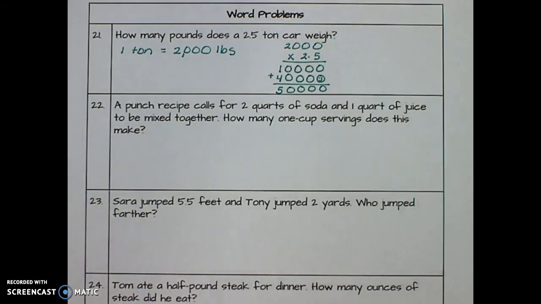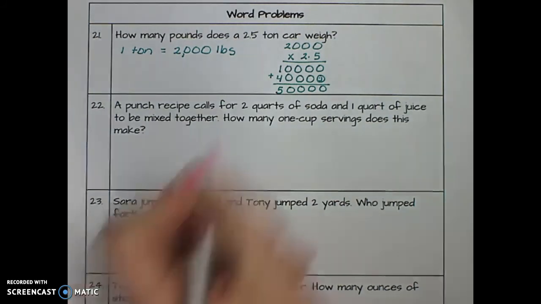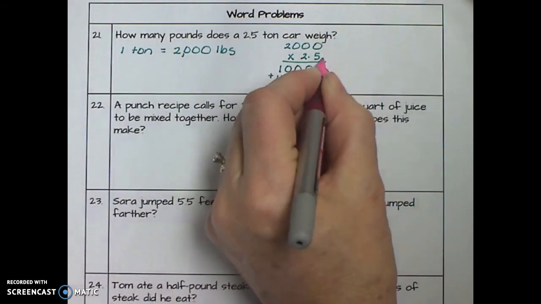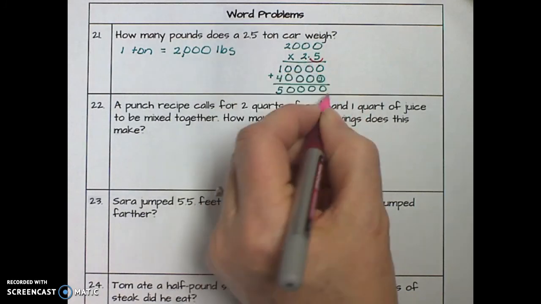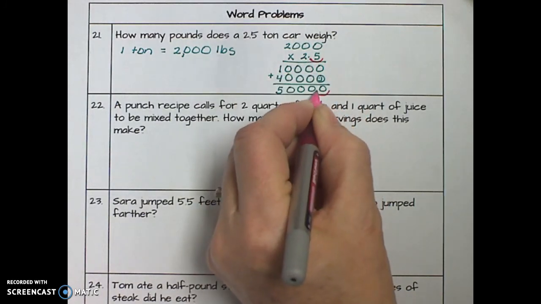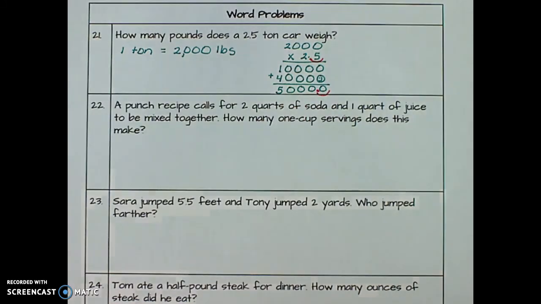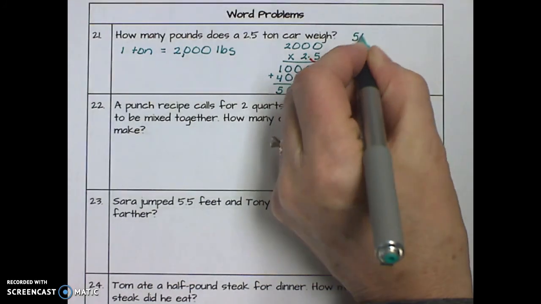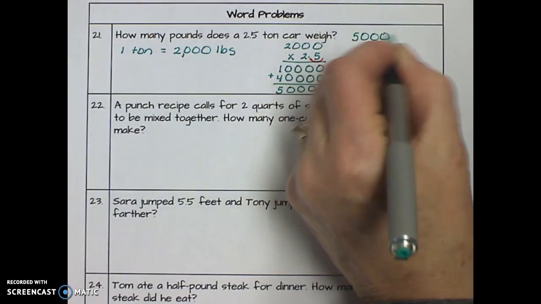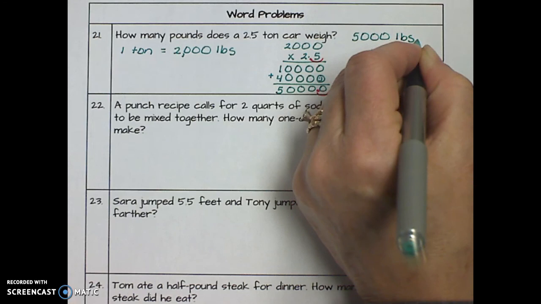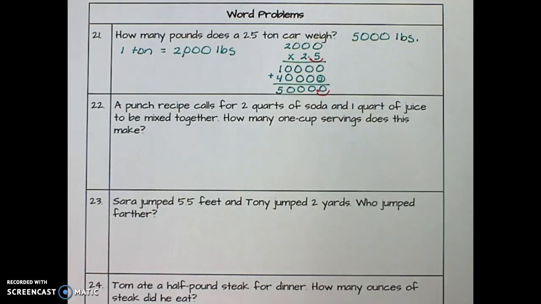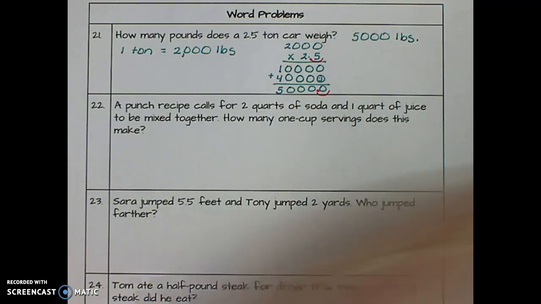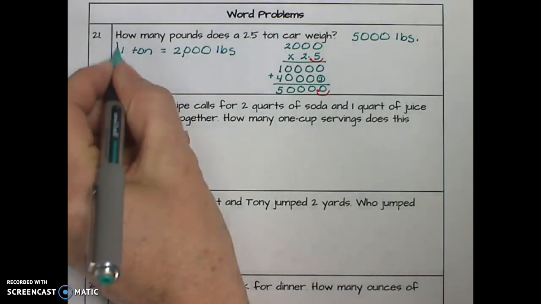Oh, good. Some of you noticed that we have a decimal that we need to take care of. So we're going to count over our decimal one place. Come down here, one place. So actually our answer is 5,000. And we'll write our answer up here, 5,000 pounds. So how many pounds does a 2.5-ton car weigh? 5,000 pounds.